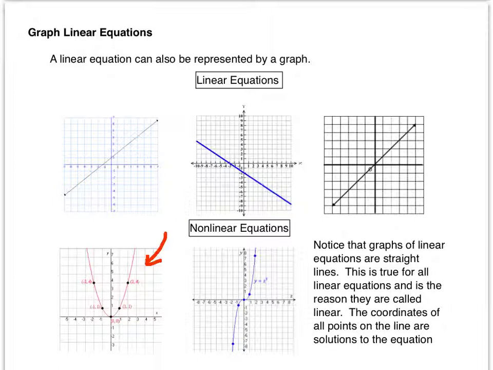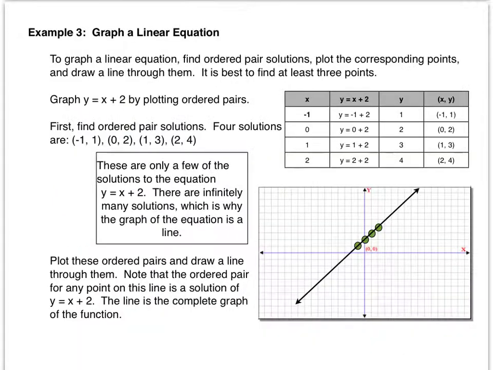And you may or may not talk about the other graph. That may come later. Notice that the graphs of the linear equations are all straight lines, and that's going to be true for any linear equation. That's the reason they're called linear and line. The coordinates of all points on the line are solutions to the equation.